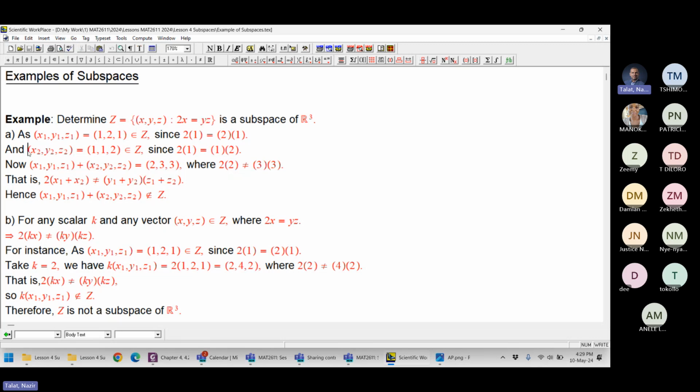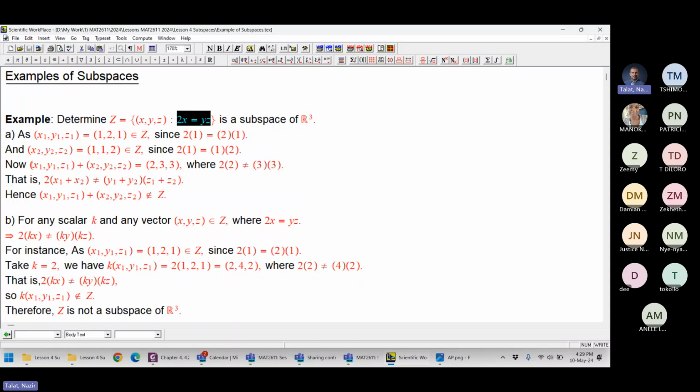Also, if you take another element (x2, y2, z2) belonging to Z, then this element also belongs to Z, because it also satisfies this condition. Now, if we add these two vectors, it becomes (2, 3, 3). Now note whether it satisfies this condition or not, like 2 times x equal to yz. So here we have (2, 3, 3). So 2 multiplied by 2 is equal to 4, but 3 multiplied by 3 is 9. So 4 is not equal to 9.